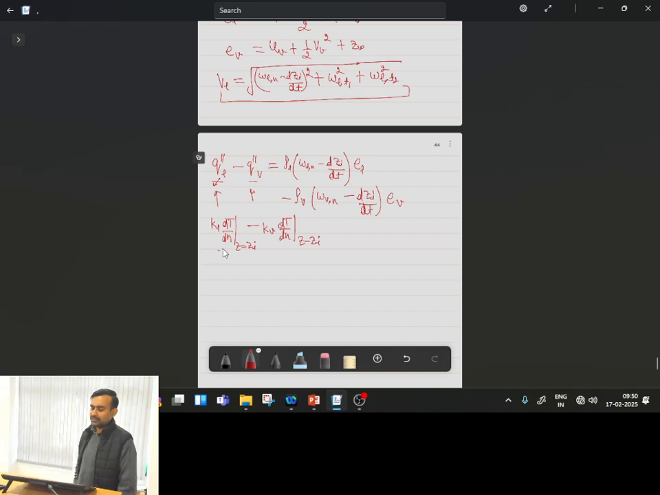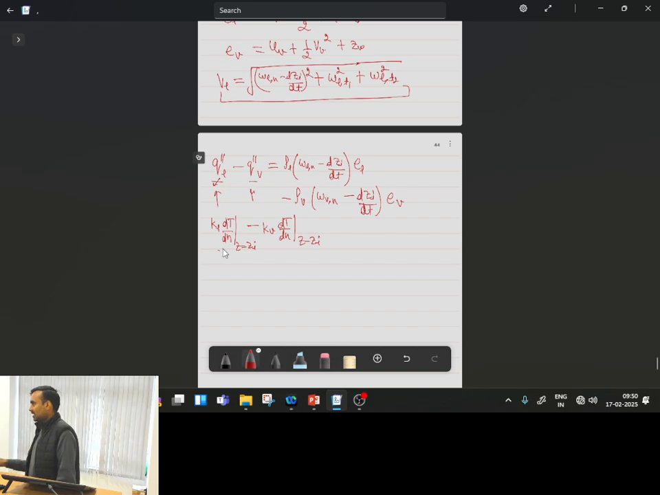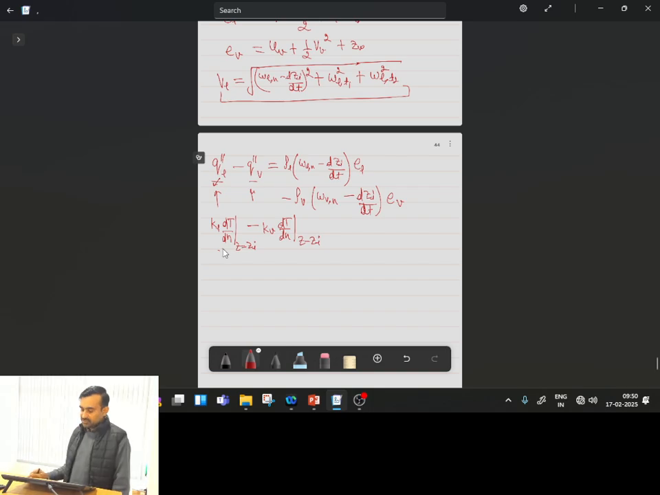Now of course this energy balance we can formulate in different ways, and we can further simplify it. But at the moment I am keeping it in the generic form. Depending upon the requirement, whatever form is needed, we will derive it from this generalized form. So this is about the boundary conditions at the interface.